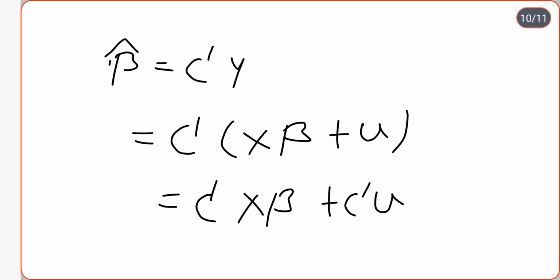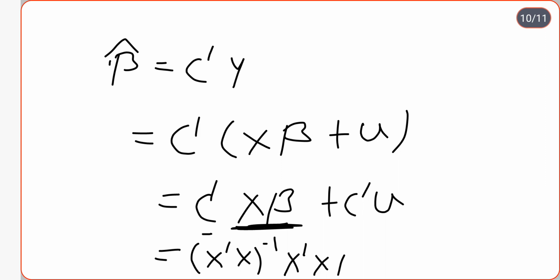Now this is nothing but some values of beta hat. If I put the values of c prime here, what am I doing? I am again putting the values of c prime in this position. So c prime is nothing but (X'X) inverse X', and Xβ was there in the equation, right? So again I am writing Xβ plus, in place of c prime, (X'X) inverse X'u.